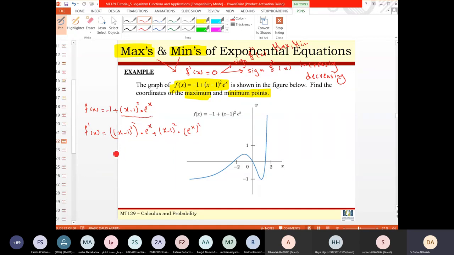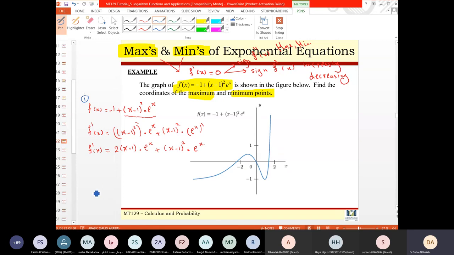Now we find the derivative. What's the derivative of x minus 1 square? هذه قوس. It is 2 في x minus 1 to power 1. Now multiply with the derivative of what inside, which is 1. Multiply with exponential x plus x minus 1 square. And the derivative of ex is ex. So this will be my f dash x. So this would be the step 1. I found the f dash.